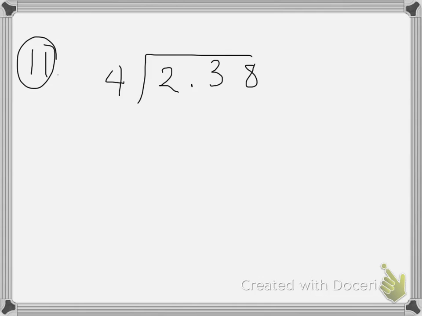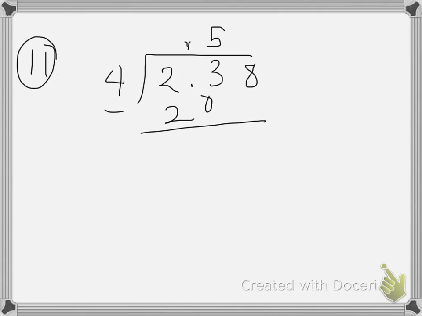Number 11. Mary bought 4 pounds of bananas for $2.38. How much did the bananas cost per pound? So in this problem, you're going to have to divide 4 into the total cost. 4 pounds for $2.38. So how much is it per pound? When you divide 4 into 23, you will have 5, because you can't divide 4 into 2. So you have to bring the decimal up.